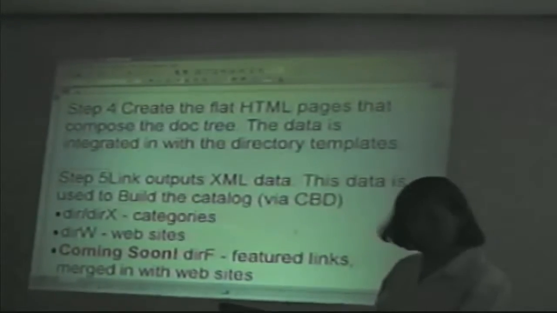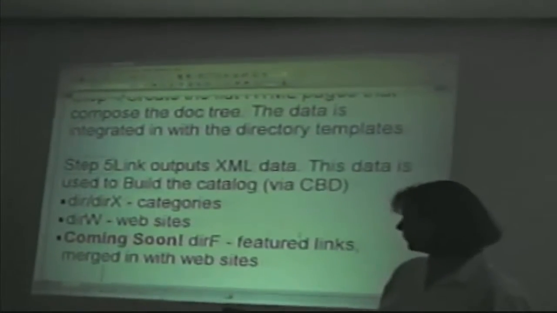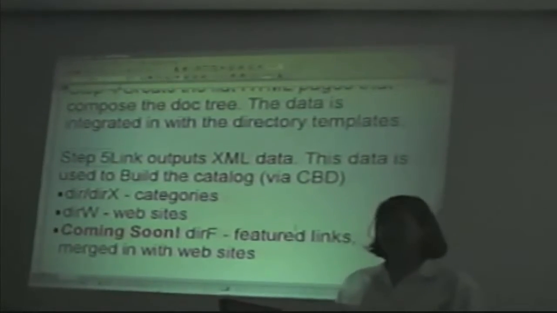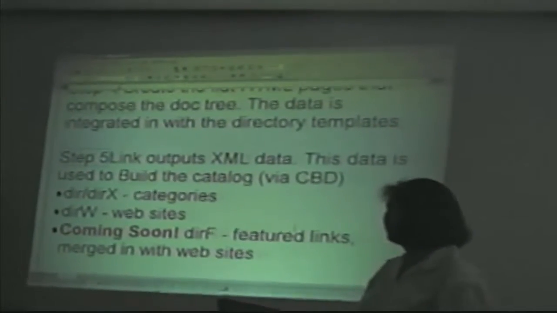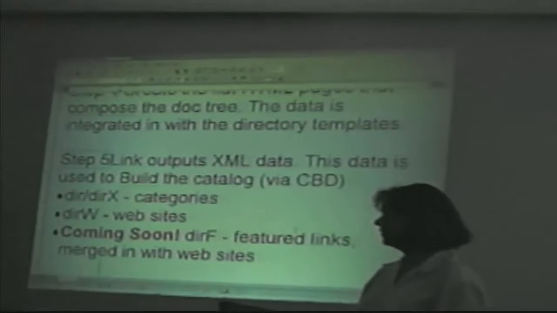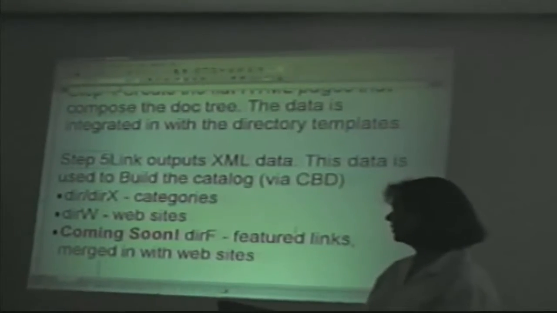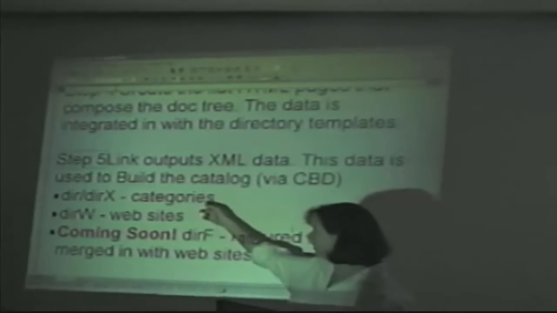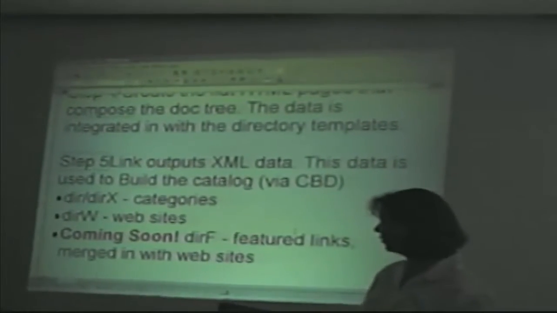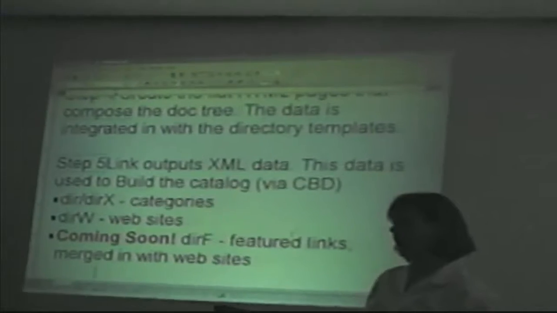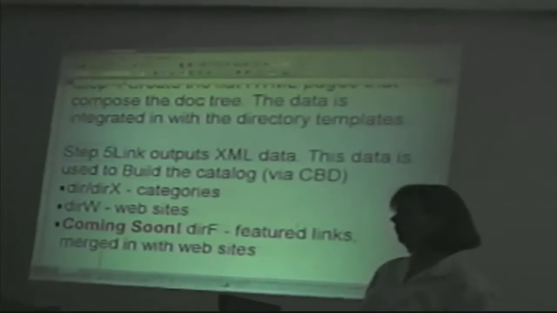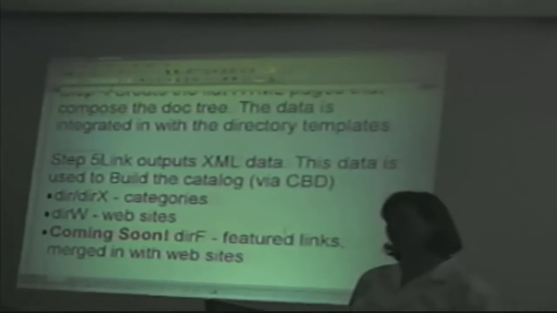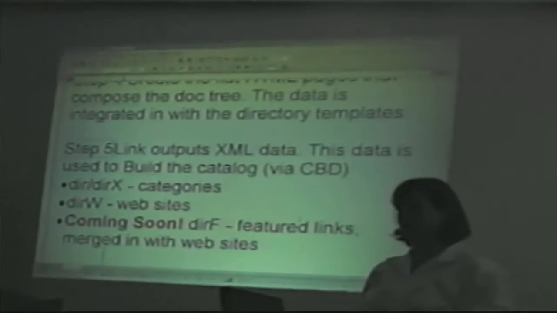And then the final step is we take the XML data from Link, and we use that to build the catalog. And we output a few different catalogs. The first one is the Dur and Durex, which are categories. Categories and what else? I didn't write down the other ones. They're both categories. They're merged together, and relevancy shenanigans make them show up right. They're actually the same catalog, just different relevancy settings. Oh, okay.